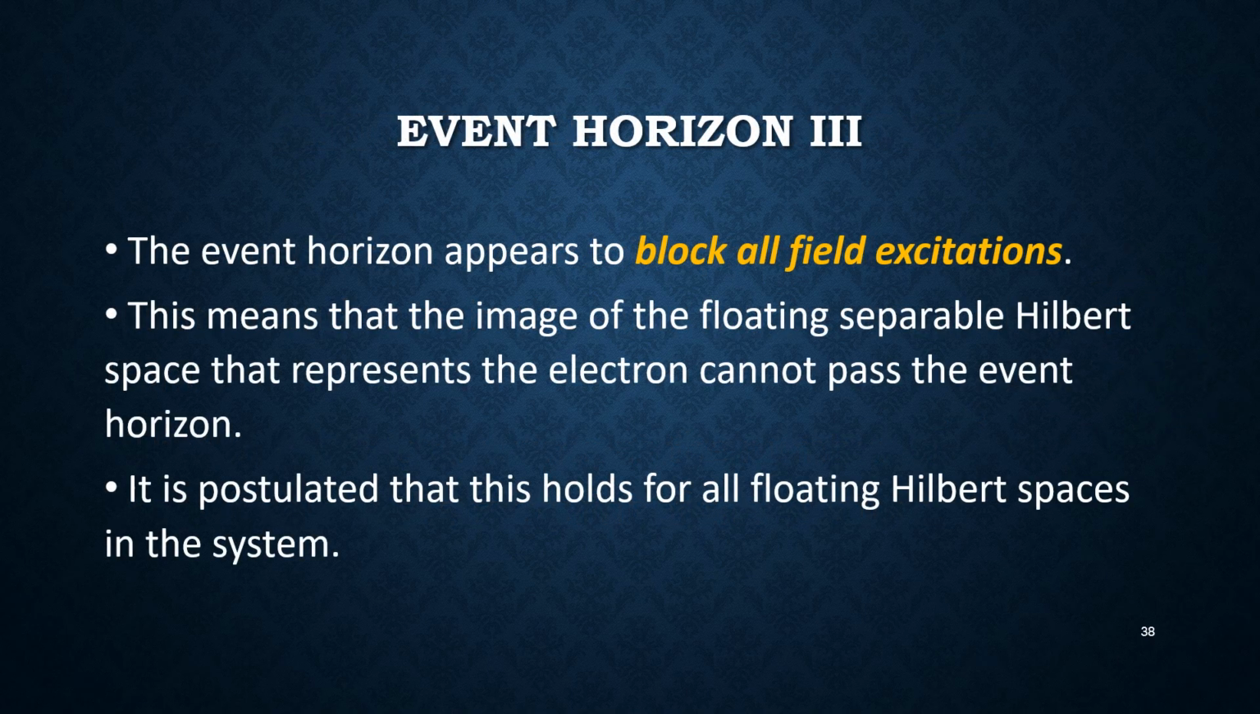The event horizon appears to block all field excitations. This means that the image of the floating separable Hilbert space that represents the electron cannot pass the event horizon. It is postulated that this holds for all floating Hilbert spaces in the system.